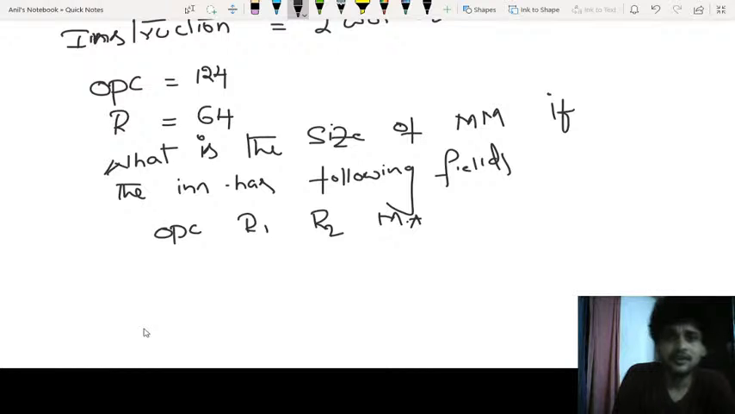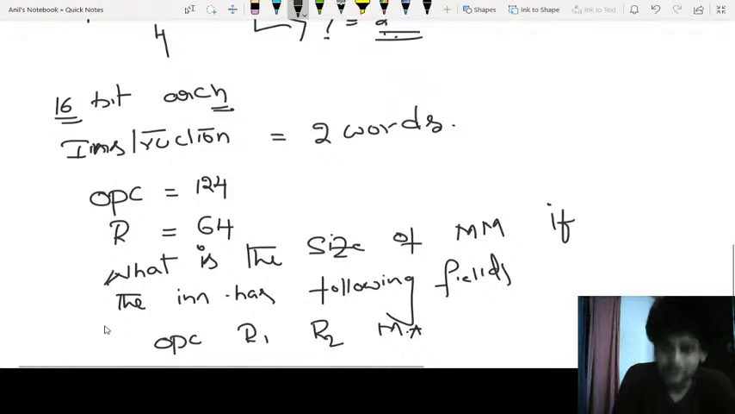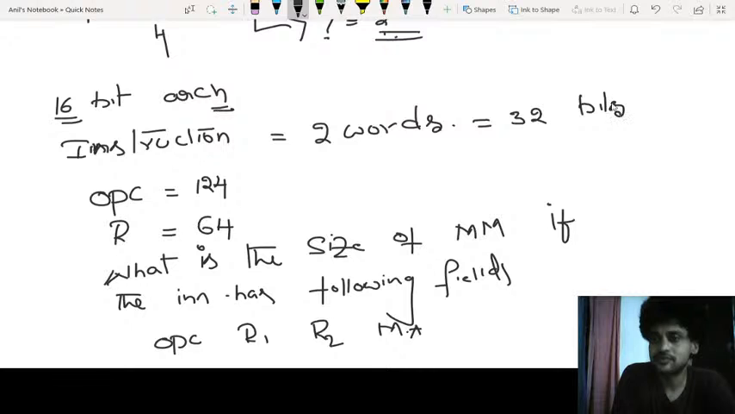Let me see. Instruction size is equal to 2 words. 2 words meaning 32 digits, right? 2 words meaning 32 bits.